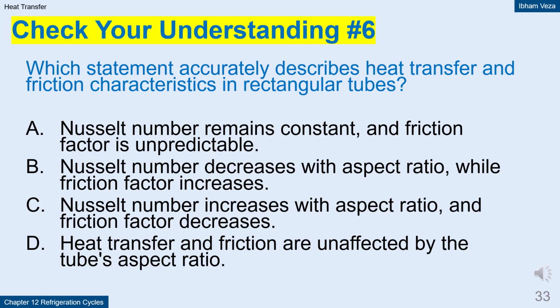B. Nusselt number decreases with aspect ratio while friction factor increases. This is incorrect as the Nusselt number actually increases with aspect ratio while the friction factor decreases due to reduced resistance to fluid flow in rectangular tubes. D. Heat transfer and friction are unaffected by the tube's aspect ratio. This is incorrect because the aspect ratio significantly influences both heat transfer, Nusselt number, and friction factor in rectangular geometries.